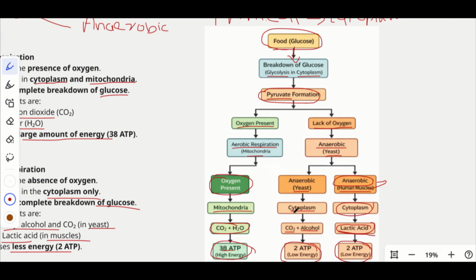In yeast, it is always anaerobic respiration. It is occurring in the cytoplasm, and CO2 plus alcohol is formed and 2 ATP is formed. So the energy is comparatively very less. Okay. So this is how the respiration is occurring. And let's compare them fast, both aerobic and anaerobic respiration. For a quick revision, it will be very helpful. Okay, so let's see the comparison.